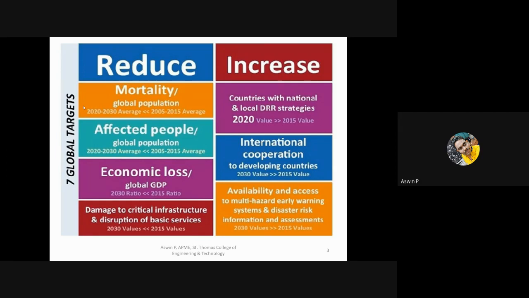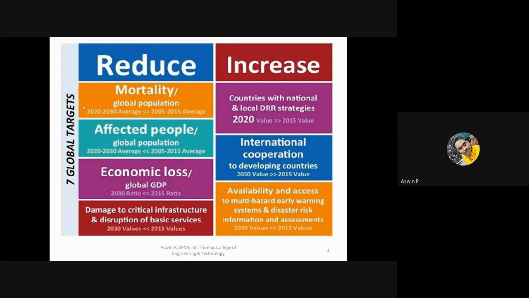You have to memorize this, because if anything in this slide is missing, your marks may automatically go down, according to which year we are planning for the Sendai Framework. That may be asked in your question paper. The seven global targets include reduction as well as increase, and there are four reduction strategies and three increasing strategies in the Sendai Framework.